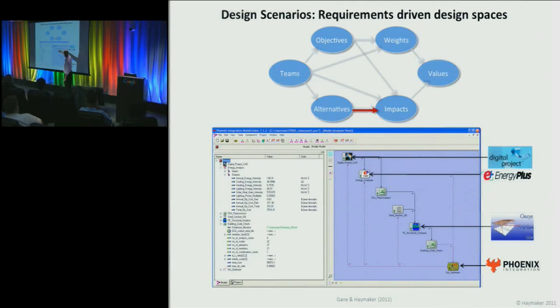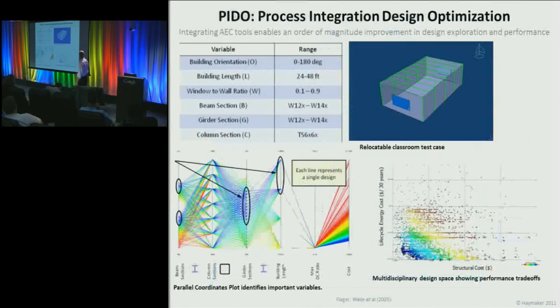So we've wrapped Digital Project, which is an architectural flavor of CATIA, Energy Plus, which is the leading energy modeler for us right now, and GSA, a structural application made by Arup, into a process flow like this. And we have an optimizer provided by Phoenix in this case.